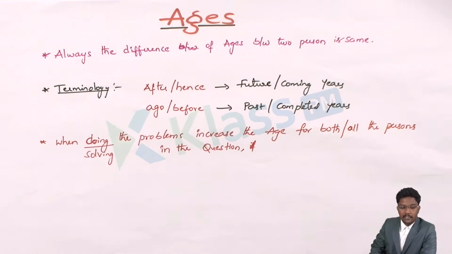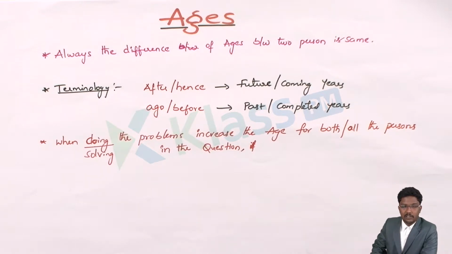Ages is a different topic, but ages, partnership, ratio, alligations and mixtures, and some of the questions from the number system, everything depends upon ratio and proportions. Ratios are the basic concept for ages and partnership.